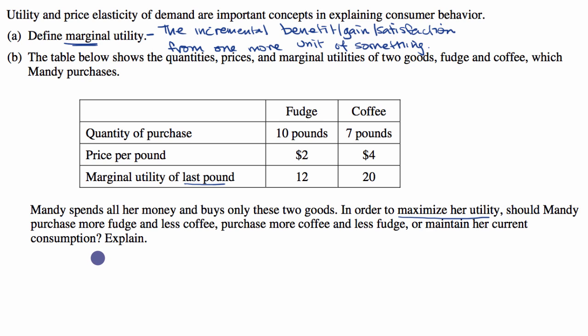Okay, so some of you might immediately say, all right, I'm just going to look at how much gain, satisfaction she gets for the next pound of coffee versus the next pound of fudge. It looks pretty clear that 20 is higher than 12. And so you'd say, all right, she should just buy more coffee. But that would be a mistake.